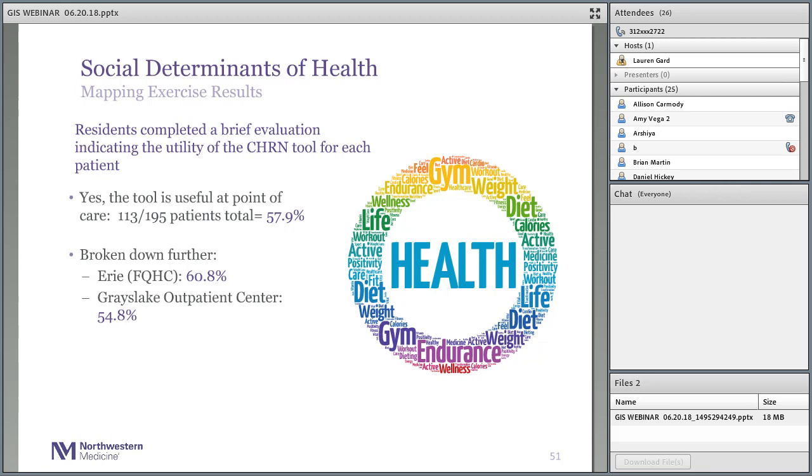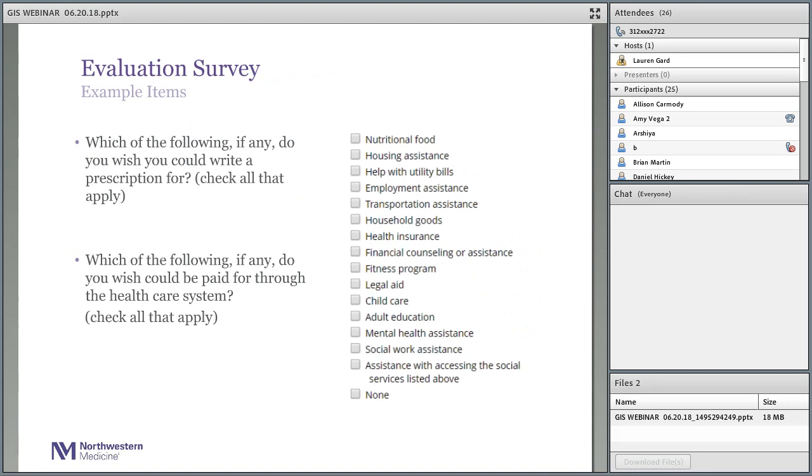So overall, we found these preliminary results to be pretty promising. We surveyed our residents again. That is the third survey. They love filling them out. And here's some of the examples.